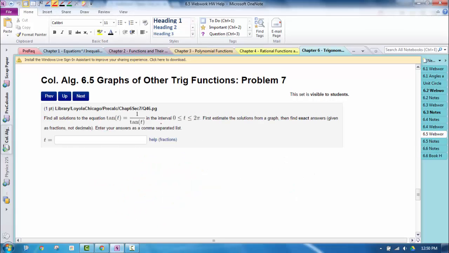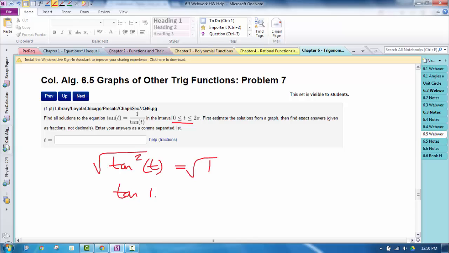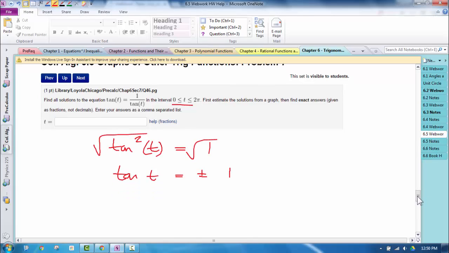Okay, the next problem wants us to solve this equation, tangent equals 1 over tangent, and it wants the answers between 0 and 2 pi for our angle in radians. So I'm going to multiply both sides by tangent, and if I do that I get tangent squared of t equals 1. I'm going to square root both sides, and I get tangent of t equals plus or minus the square root of 1, which is plus or minus 1. So I'm looking for where the tangent of t equals positive and negative 1.